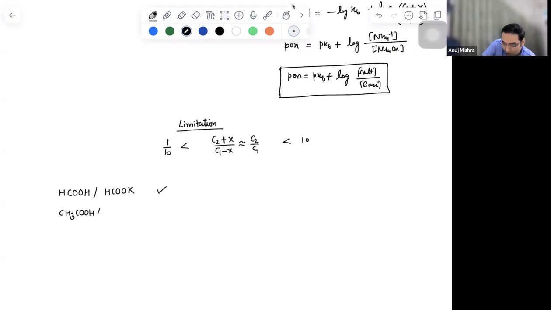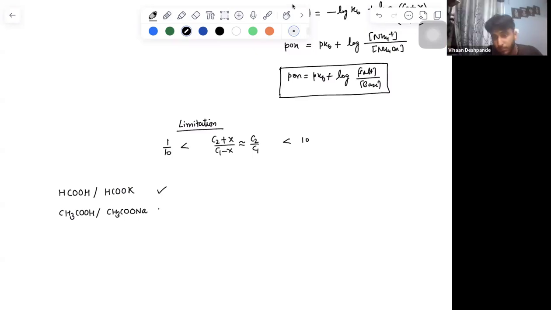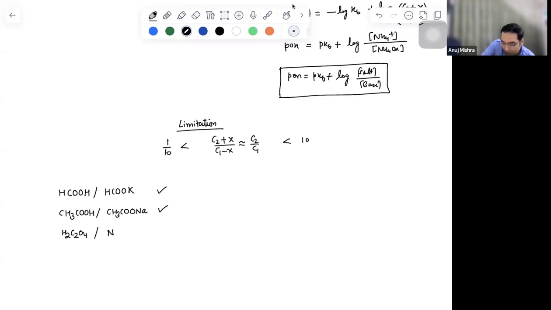CH3COOH with CH3COONa, is it a buffer, Rehan? Yes, sir. We have solved it also. H2C2O4, Na2C2O4, is it a buffer, Spriya?